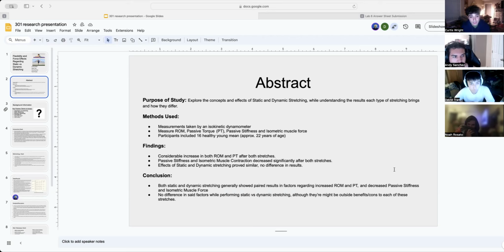In conclusion, we could say both static and dynamic stretching generally showed paired results in factors regarding increased range of motion and PT and decreased passive stiffness and isometric muscle force. No difference in said factors while performing static versus dynamic stretching, although there might be outside benefits or cons to each of these stretches.